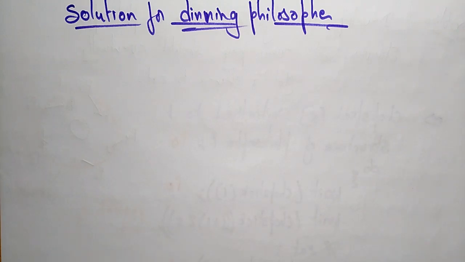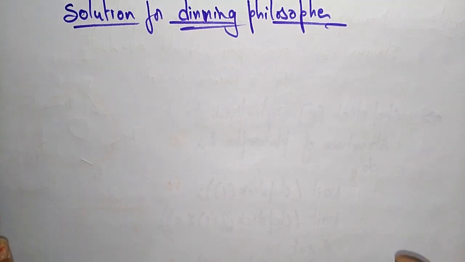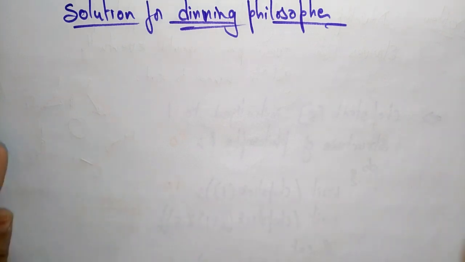Hi students, let us continue with the dining philosopher problem. In the previous video I explained how to solve the dining philosopher problem in the initial state by using the semaphore variable. If you simply use only the semaphore variable to solve the dining philosopher problem, a deadlock condition may arise. Now let us see the solution for that dining philosopher problem.